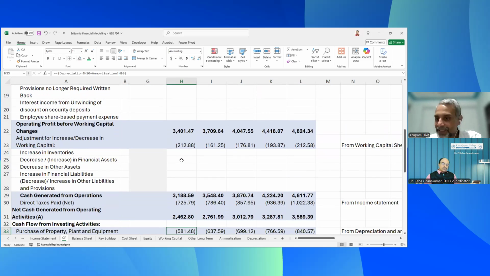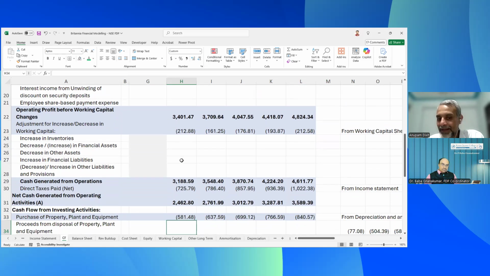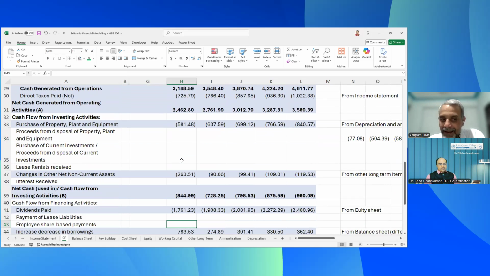In the investing activity, there is only the capital expenditure. So we deduct the capital expenditure that we have done, which we figure out from our depreciation and amortization sheet, right? And the changes in other long-term items, which again come from the other long-term item sheet, whatever the value, we link it here, whether cash flow positive or negative, right?